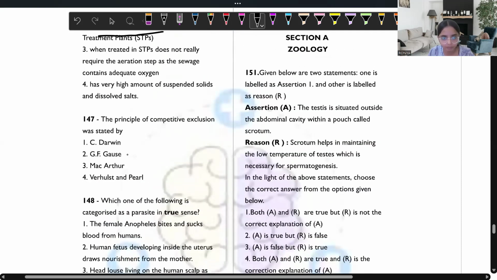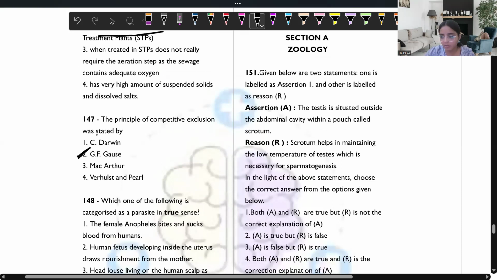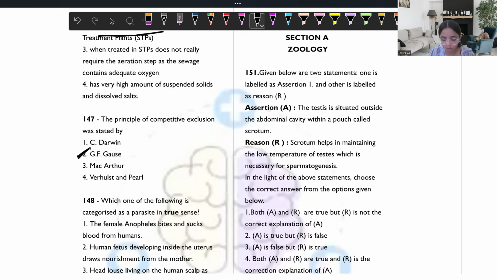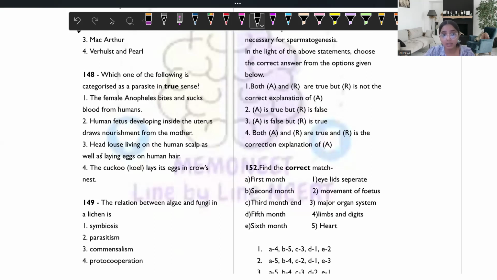147. Principle of competitive exclusion was given by Gause, G. F. Gause. 148. Which of the following is categorized as protein in true sense? Female Anopheles bites and sucks blood from humans. Sorry, which of the following is categorized as parasite? That's what I was thinking. I read out protein somewhere.